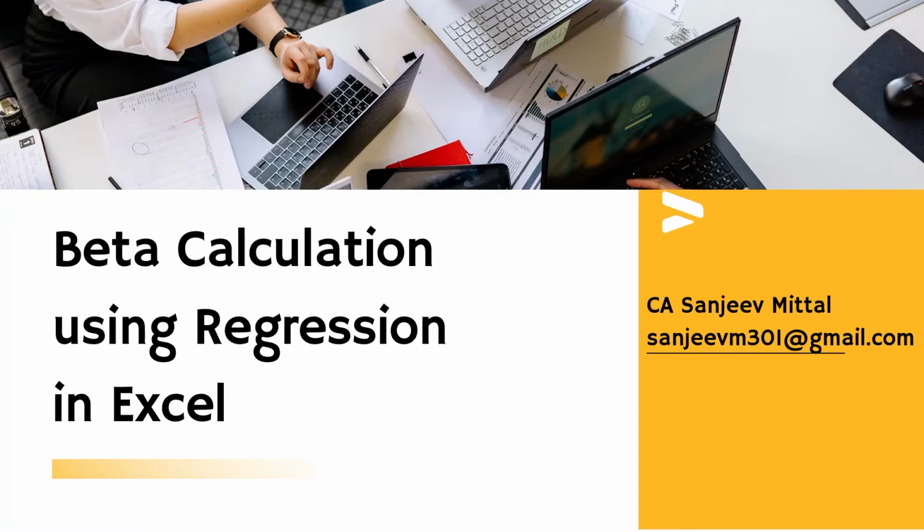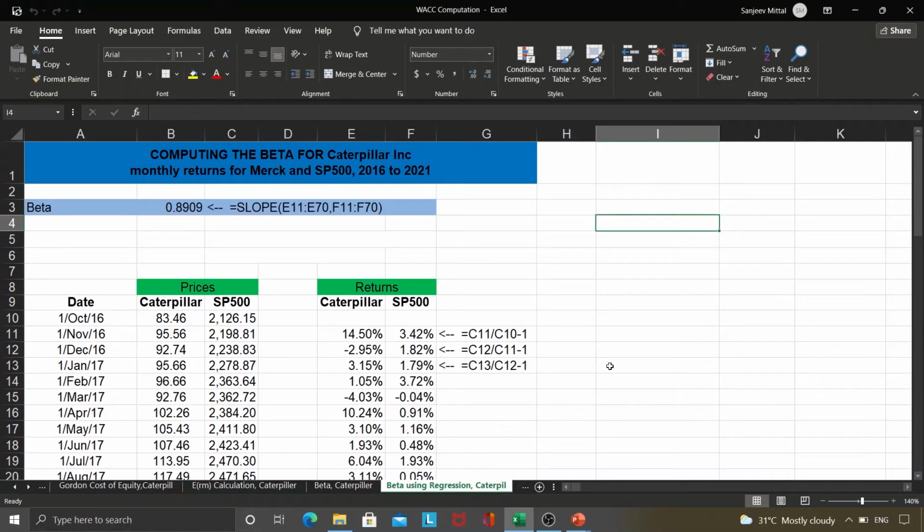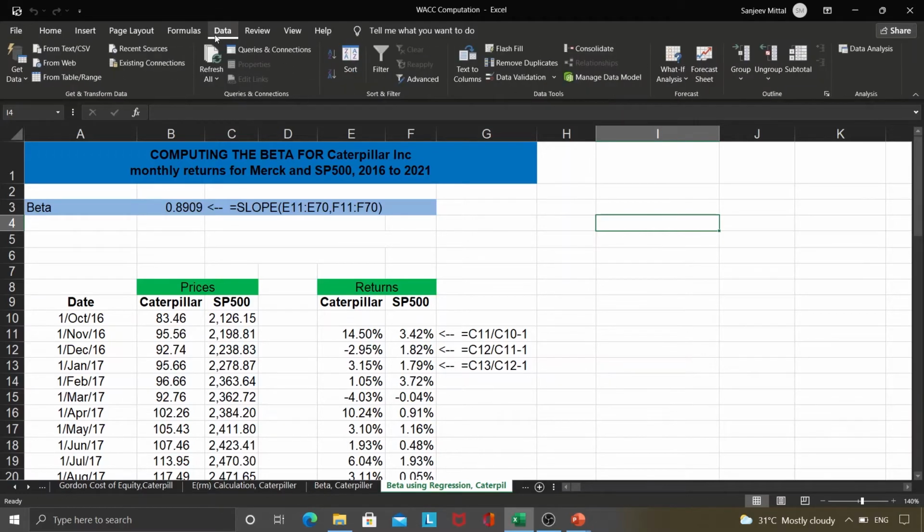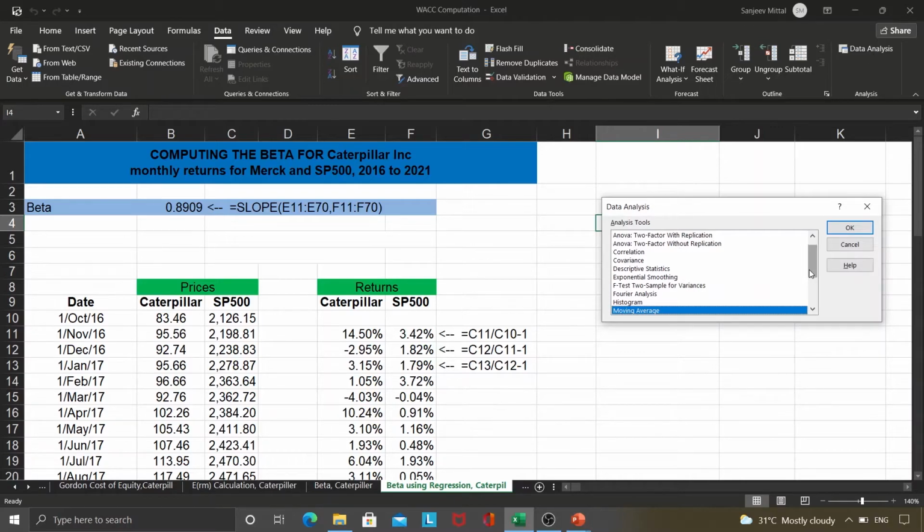I welcome you all. Let's try to find out the beta using the regression features in Microsoft Excel. If we go to our data, we already have our details about the prices for the S&P 500 and the prices for Caterpillar Incorporation. Now, if we want to use the regression function in Excel, we will go into the Data tab, and inside the Data tab there is a section named Data Analysis. If we click on Data Analysis, you will see that there are different data analysis features.